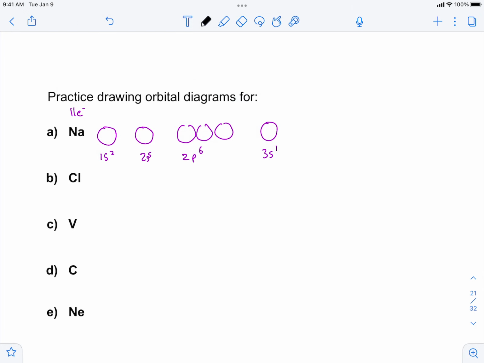Starting from left, this first electron is the 1s1 electron. This second guy here is the 1s2 electron. Then we have 2s1 and then 2s2. Okay, so now watch. As we fill in the 2p6, left to right, one at a time. 1, 2, 3, 4, 5, 6. And that's a total of 10 so far. I have 11 electrons. That last electron goes in 3s. And that is our orbital diagram.